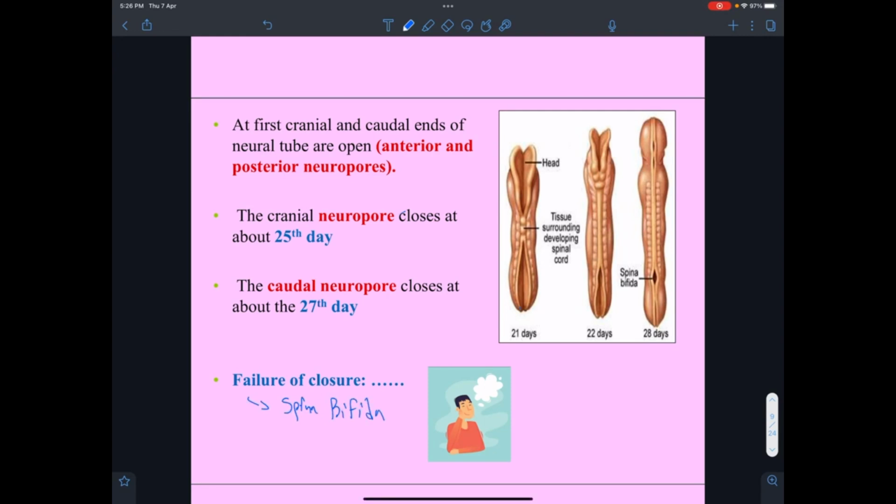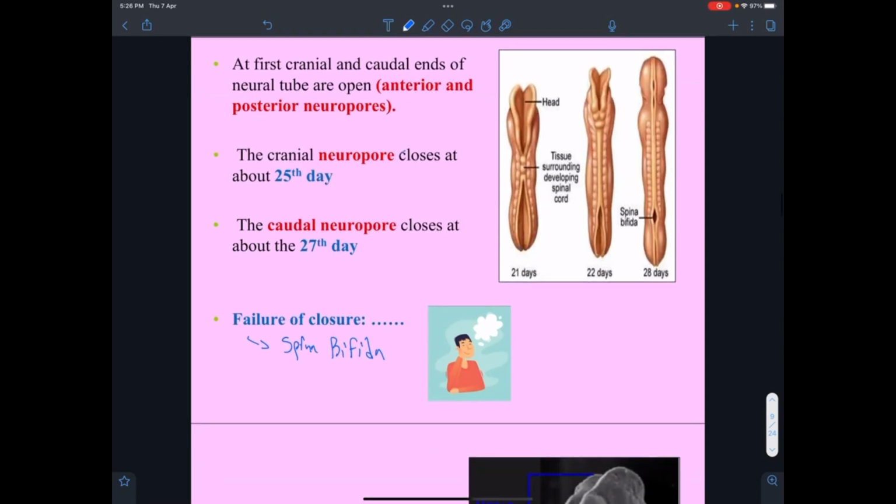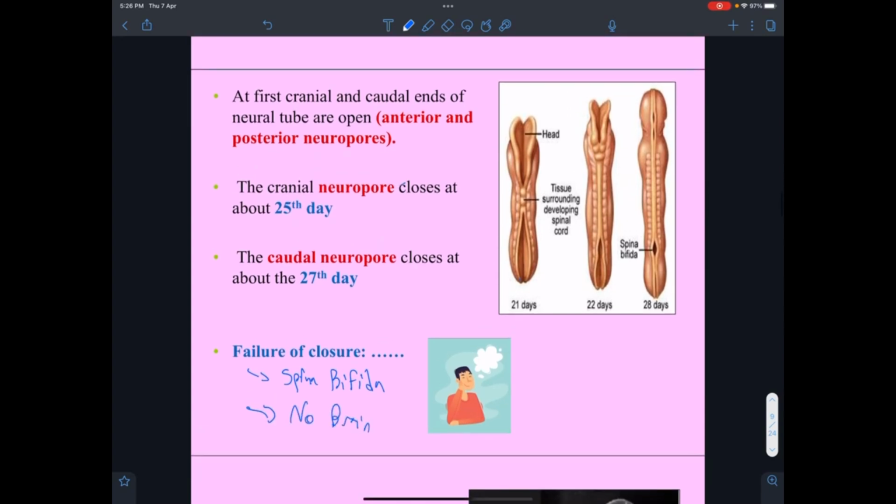And if there's failure of closure specifically of the cranial pore at the 25th day, then there will be no development of the brain. This is known as an anomaly called anencephaly. We'll see it at the end of the lecture. But just know there will be many anomalies if there is failure of closure of these neural pores. So the cranial neuropore closes at which day? The 25th day of pregnancy. The caudal neuropore closes at the 27th day of pregnancy.